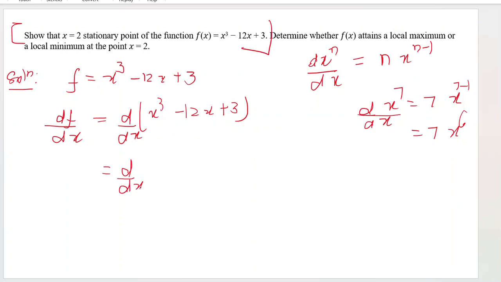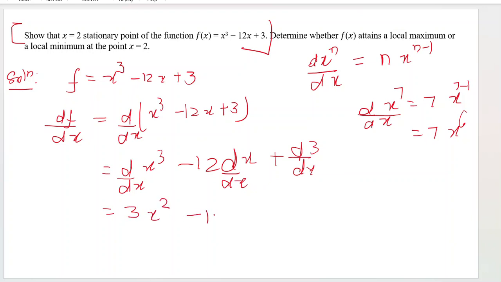So it will be d by dx of x cube. Whenever there is a number in a derivative, we take it out. So therefore d by dx of x, and for any other number, d by dx, we keep it as 3. Now the answer to this using this idea will be 3x square minus 12.